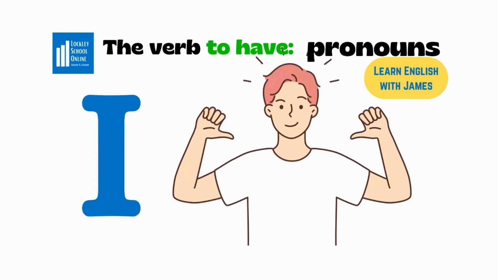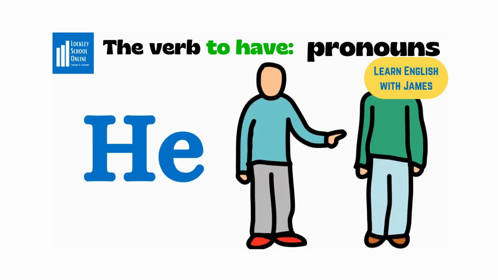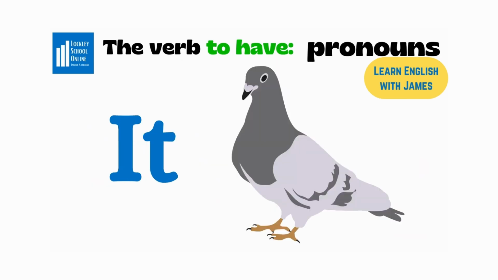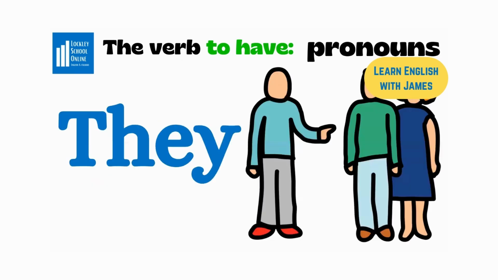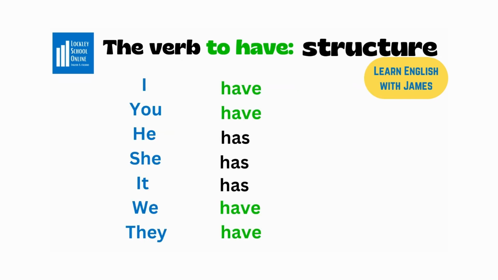Let's start with the subject pronouns. I, you, he, she, it, they, we. So the structure of the verb to have: I have, you have, he has, she has, it has, we have, they have.